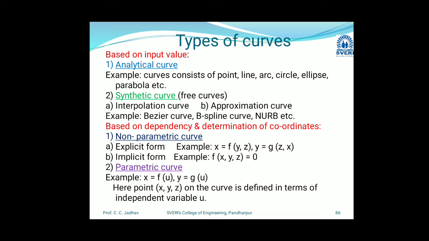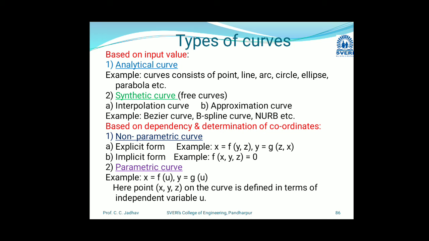Next point is the types of curves in geometric modeling. Based on the input value, the first example is the curve consisting of points, lines, arc, circle, ellipse, parabola. That is the first, the analytical curve, and second is the synthetic curve, that is a free curve. That is the interpolation curves, approximation curves, in that Bezier curve, B-spline and NURBS. So based on the input value there are two types of curve.